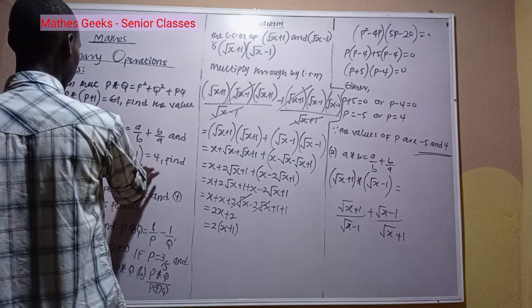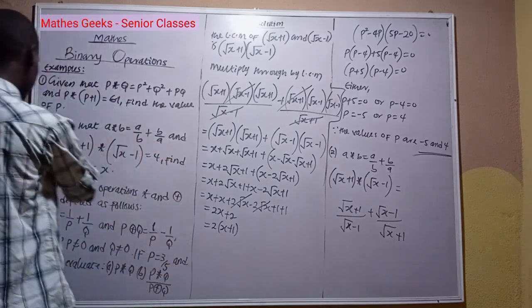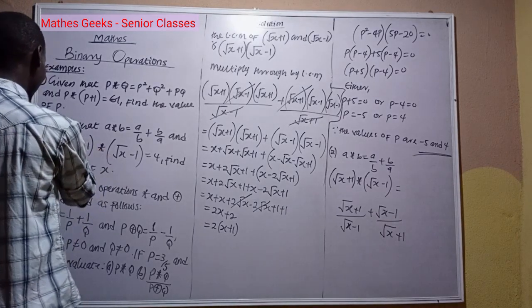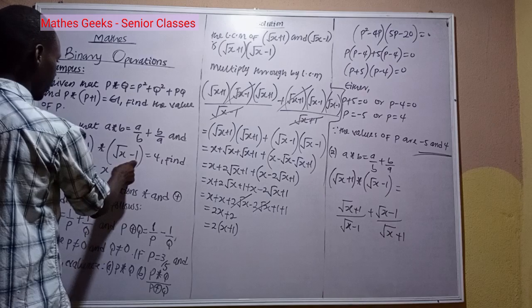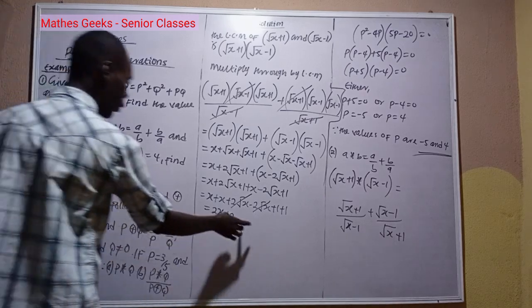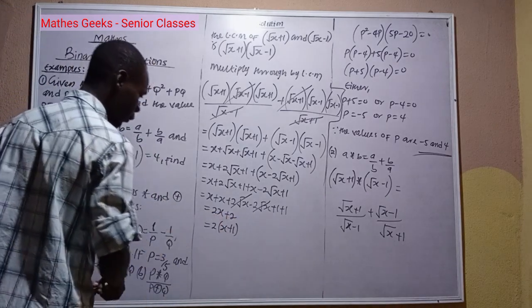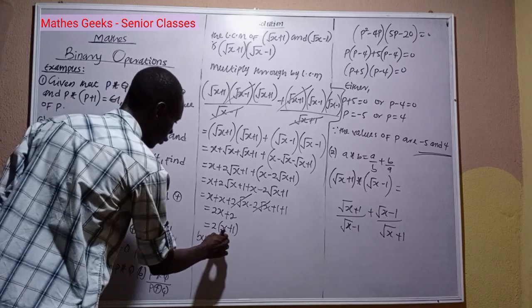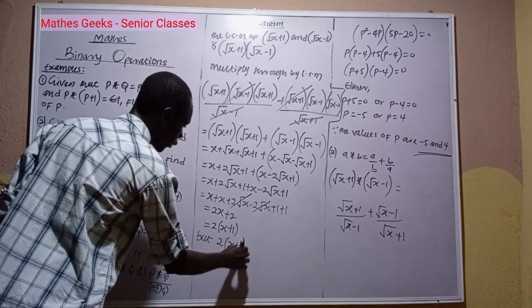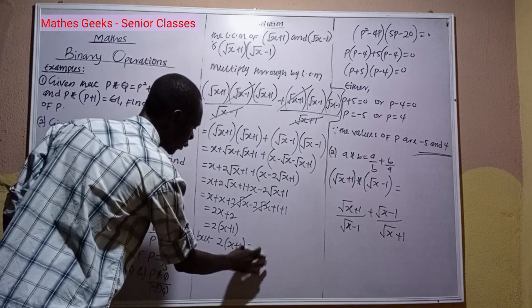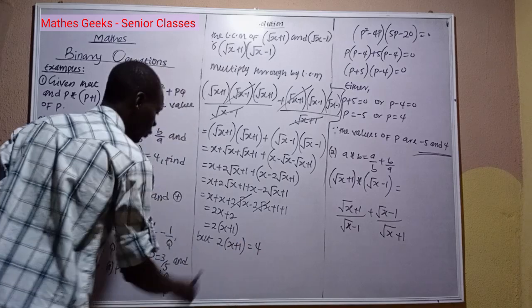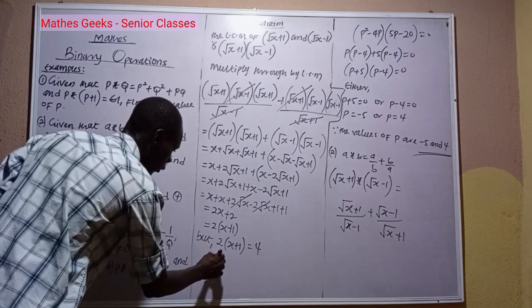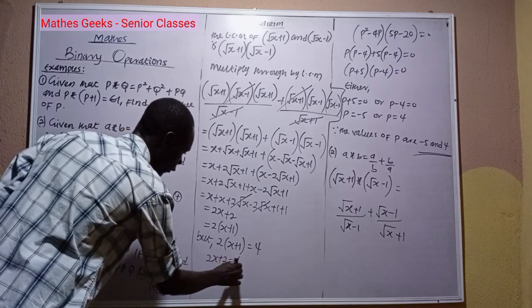Let's see. The question says if root x plus 1 star root x minus 1 is equal to 4, so the whole of this is equal to 4. So we say 2x plus 2 is equal to 4.